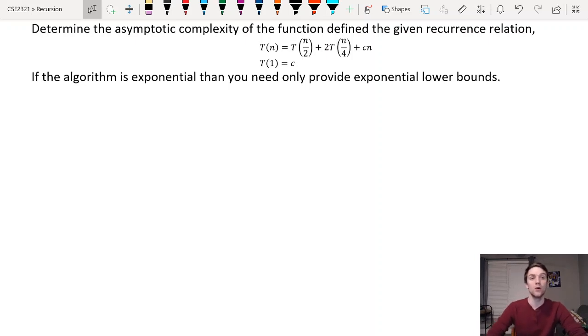Hello everyone. We're going to work through another example here today. This will actually be our last recursion tree example. This is about as hard as these problems can be made for a class like this.